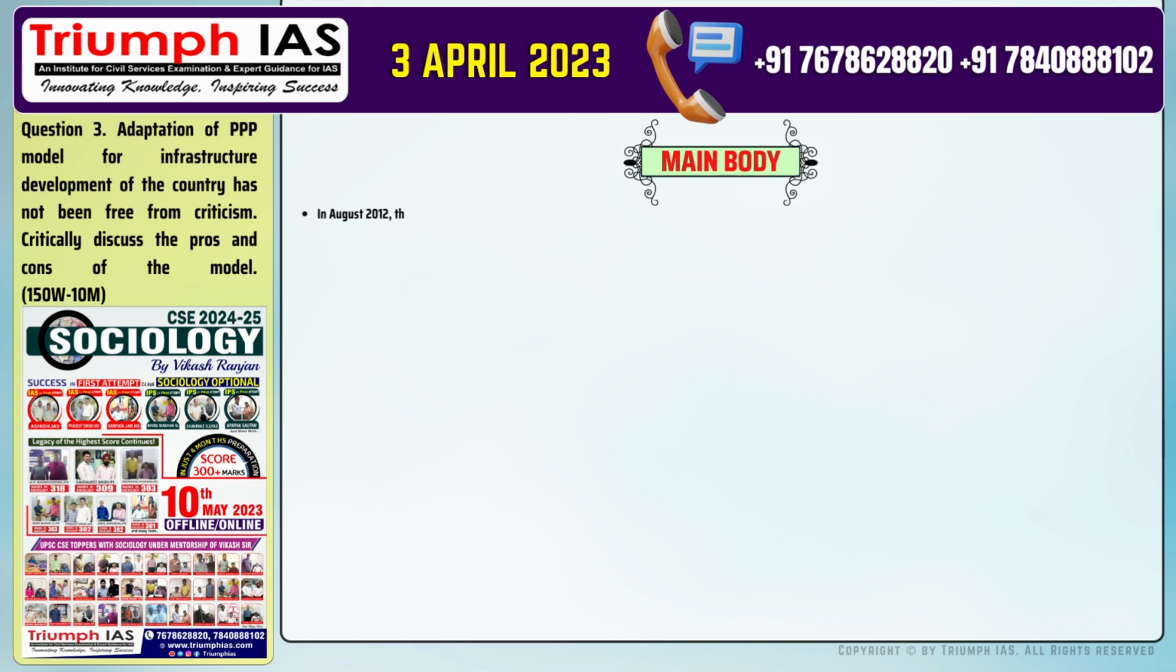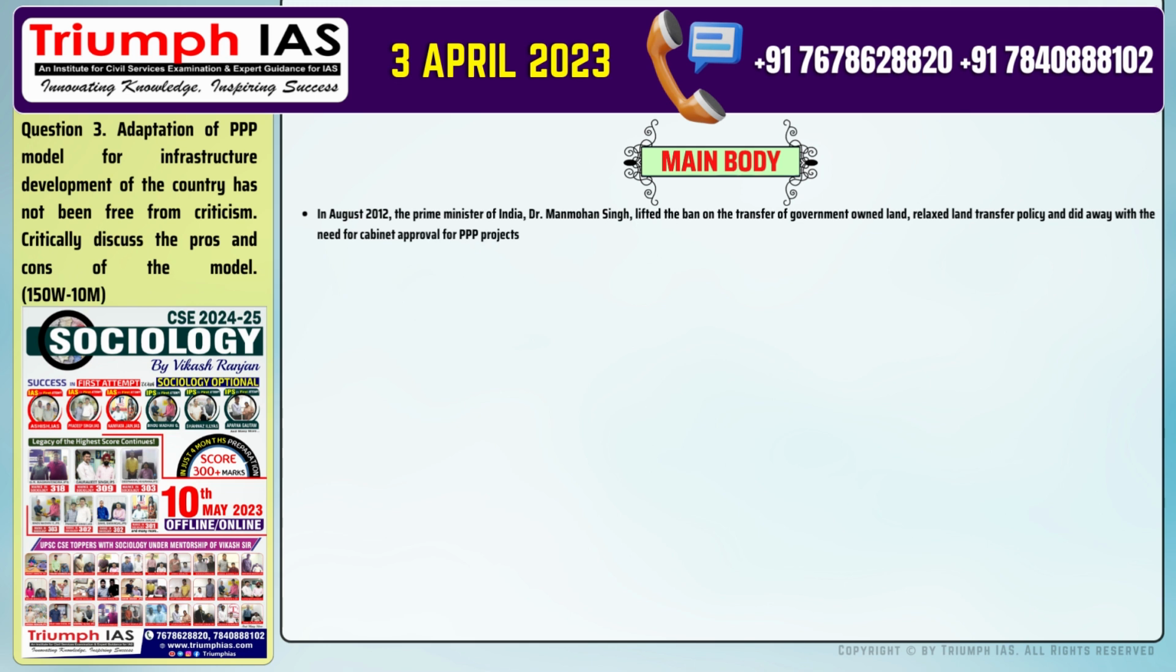The main body of the answer should be: Number 1. In August 2012, the Prime Minister of India, Dr. Manmohan Singh, lifted the ban on the transfer of government-owned land, relaxed land transfer policy, and did away with the need for cabinet approval for PPP projects in order to accelerate the building of infrastructure. Number 2. PPP or 3P model is a contract between government and a private entity with the goal of providing some public benefit.